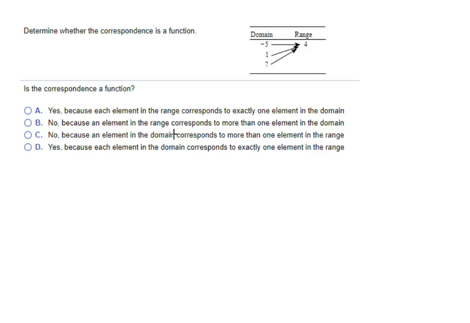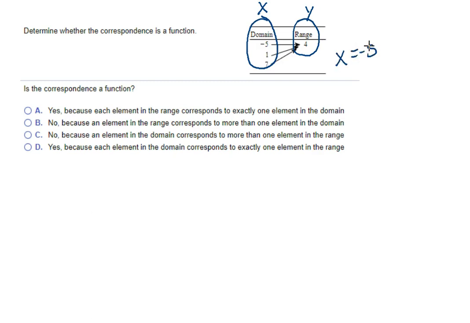Okay, determine whether the correspondence is a function. So remember, a function is anything where each value of the domain corresponds to just one value of the range. So here's my domain. These are like your x values. So we have x equals -5, x equals 1, x equals 7. And here's the range, which are like my y values. And it's a function as long as for each value of x, there's just one possible answer for y, one corresponding value for y.